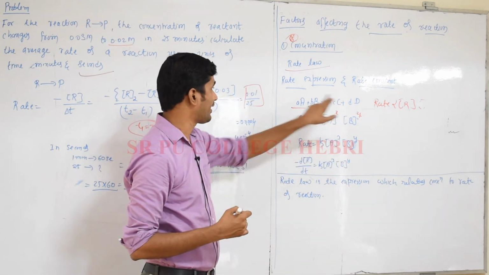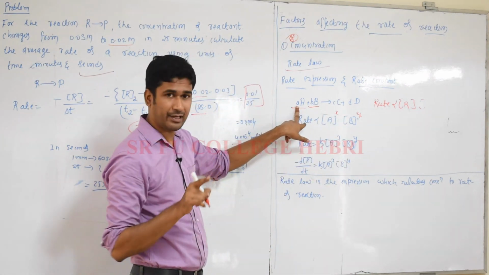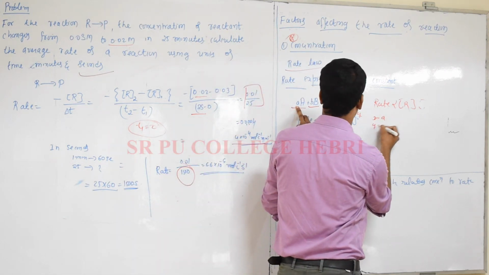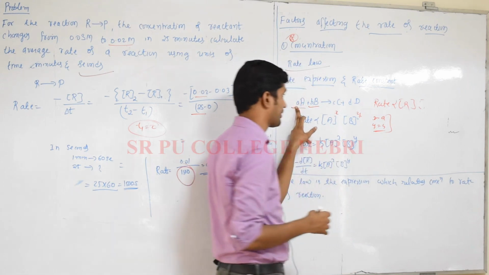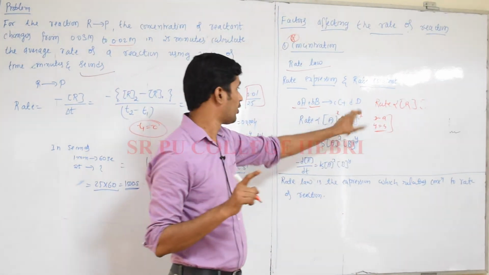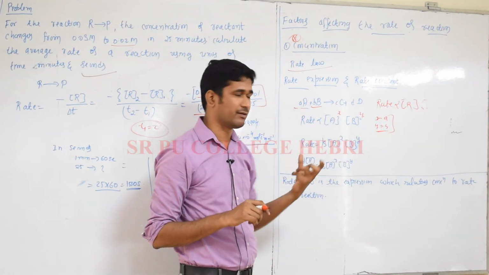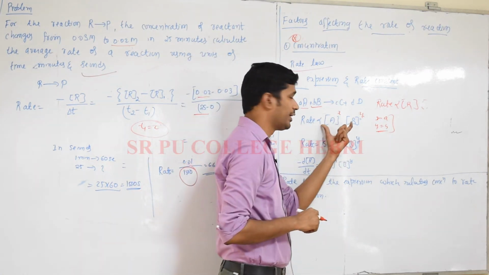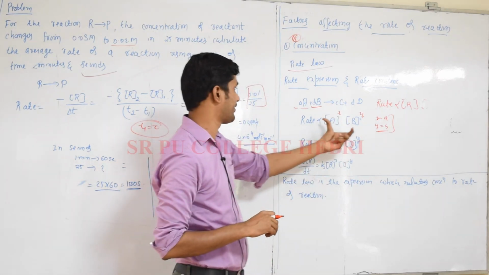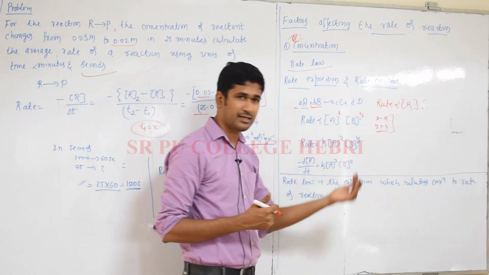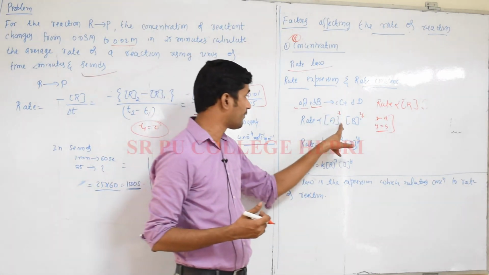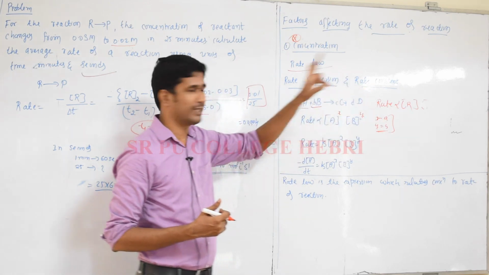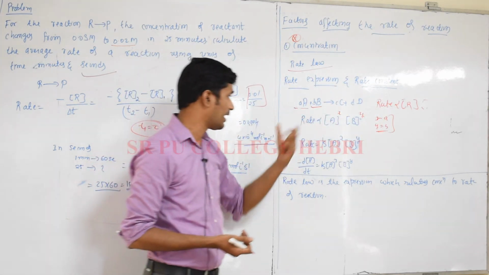So these are not equal to the stoichiometric coefficients. Sometimes x may be equal to a and y may be equal to b, but not always. x and y are the two terms which are experimentally determined. So the rate of any chemical reaction is directly proportional to the product of molar concentration of reactants in which each concentration term is raised to the power of some numbers. Those numbers may or may not be equal to the stoichiometric coefficients of the reaction.